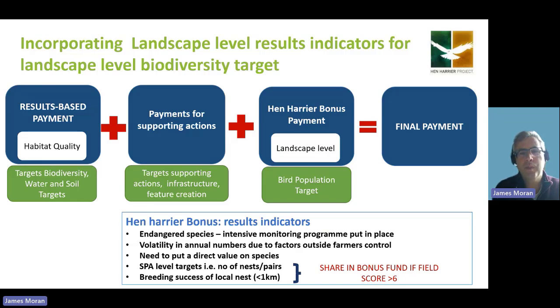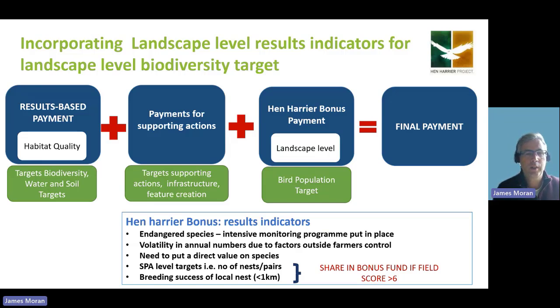So the monitoring data, if it is aligned, can be used as a means of calculating a bonus payment. There's obviously natural variation. The annual numbers are influenced by factors outside the farmer's control. So the majority of the payments focused on factors within their control: the habitat quality in their particular fields or parcels, delivering foraging habitat and also nesting habitat for the species.